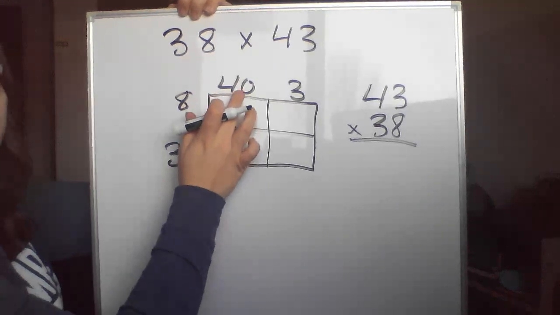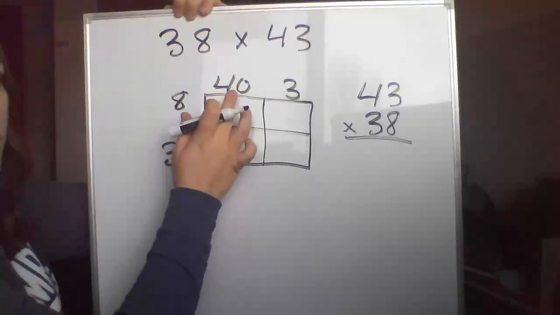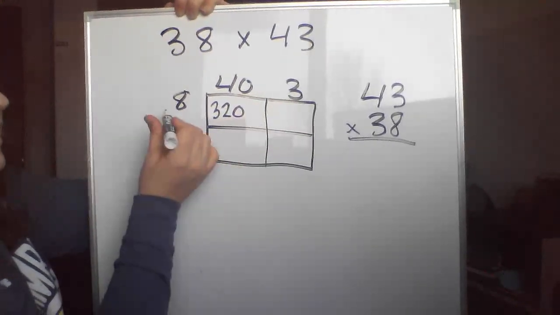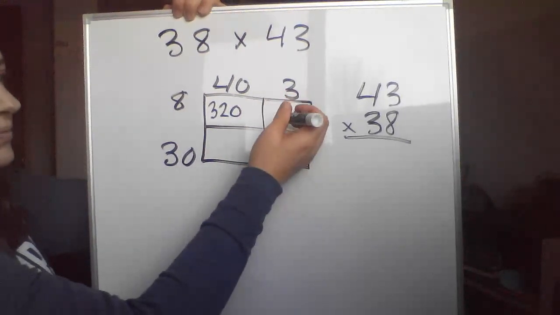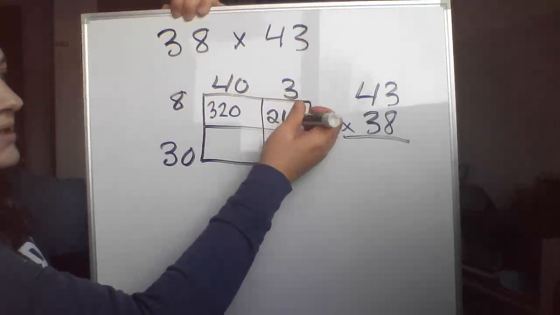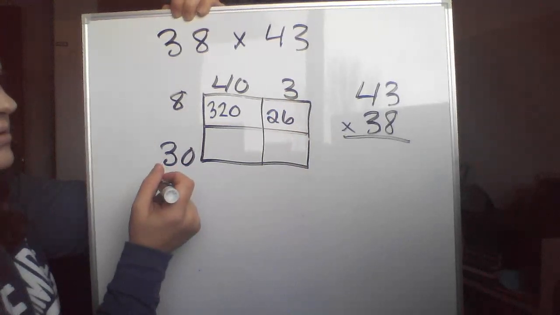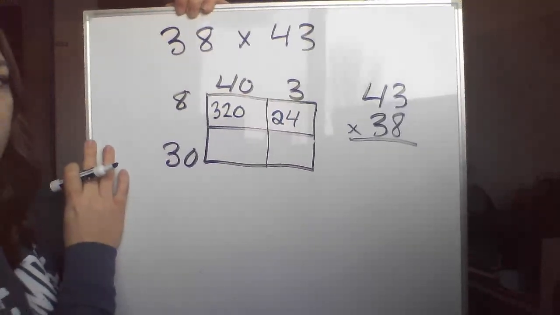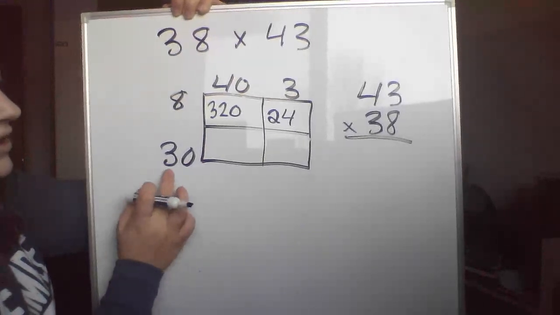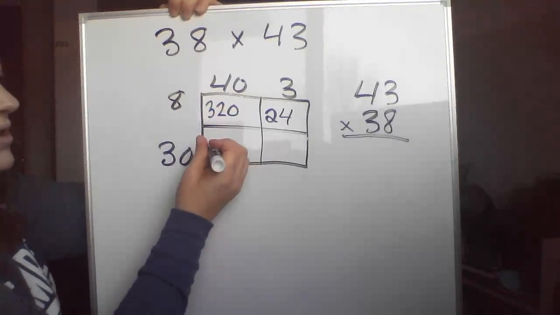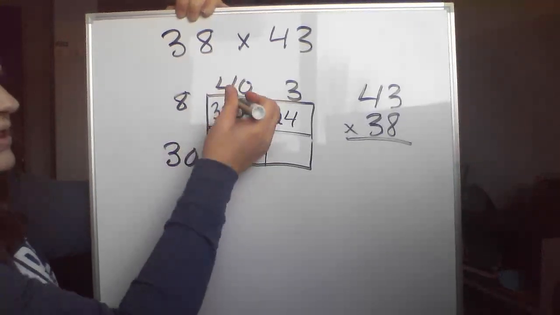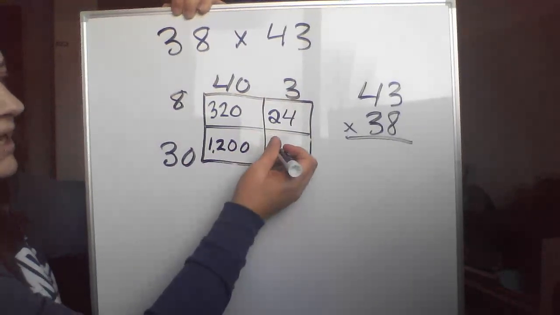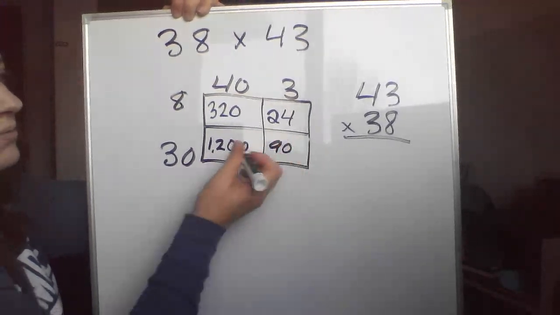So 8 times 40. 8 times 4 is 32. Bring down our 0. 8 times 3 is 24. Sorry, 24. And we do the same here. 30 times 40. 3 times 4 is 12, and then our zeros. 3 times 3 is 9. Add our 0 back in.